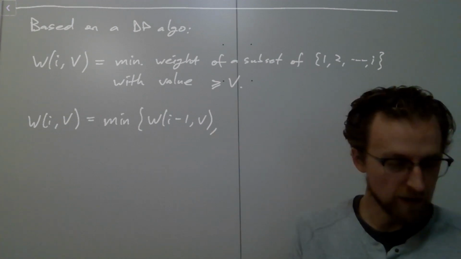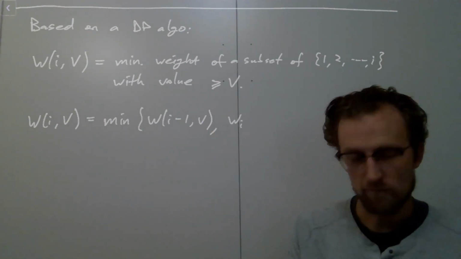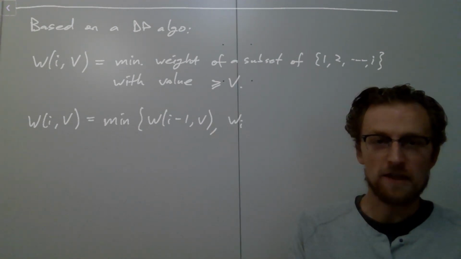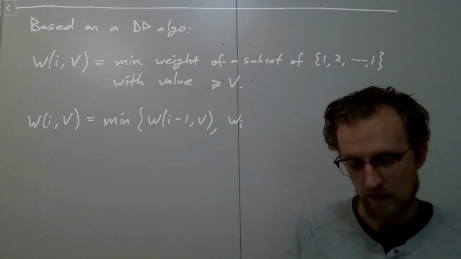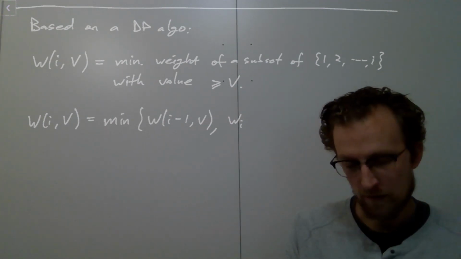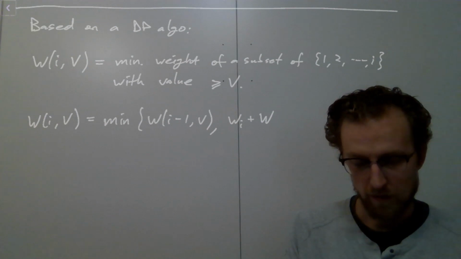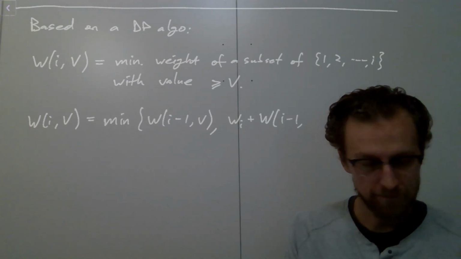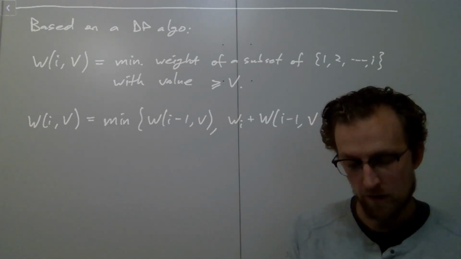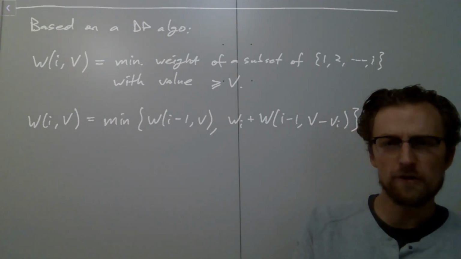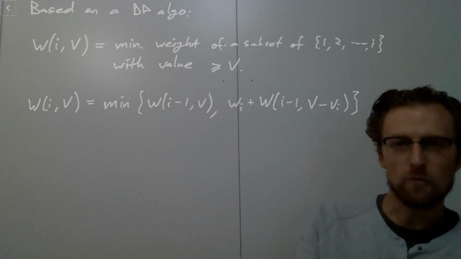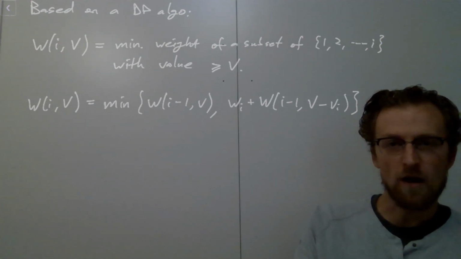And then the other minimum here is the weight of i. I remove item i, and then I subtract its value and weight, right? So I take the weight of the item plus my big W of i minus 1, and the value that I'm plugging in minus the value of item i. Okay, so here's our main recurrence relation that we can use to define this W(i, v).